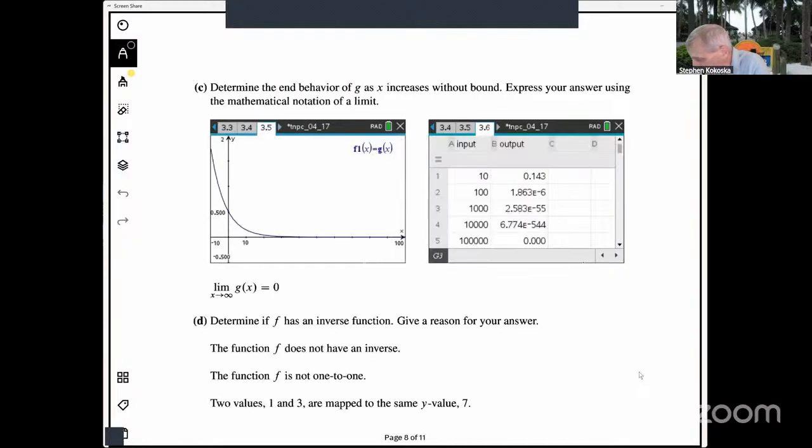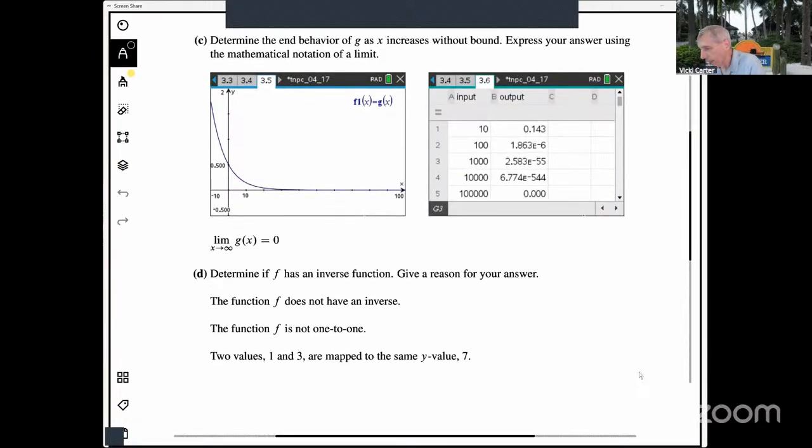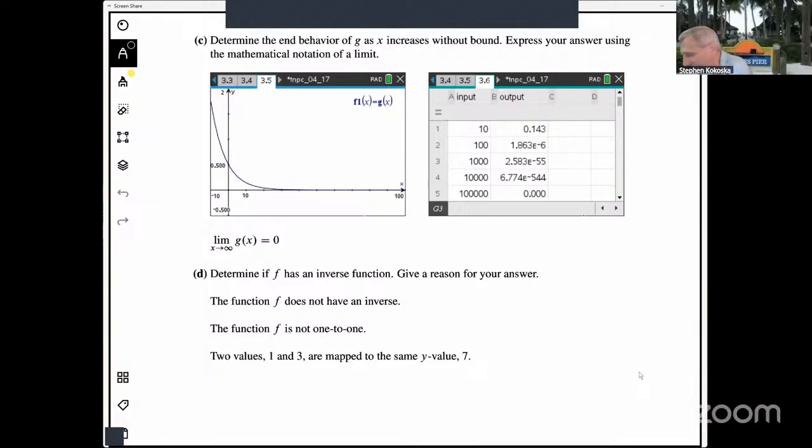And one more thing here, or maybe 2 more little things here. Oh, maybe 3, I don't know. Determine the end behavior of g as x increases without bound. Let's see. What happens as x increases without bound? Well, I took a look at this in 2 different ways. I graphed the value of g as x got bigger, between minus 10 and 100. It's kind of hard to see, but it sure looks like it's getting closer and closer to the horizontal axis, closer and closer to zero.